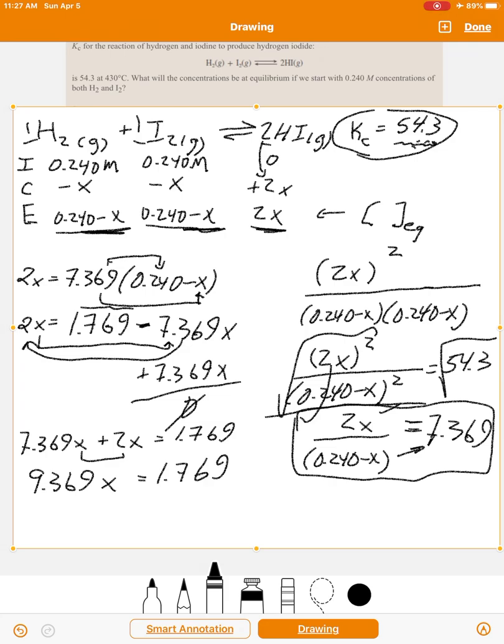Now to solve for x, you divide both sides by this coefficient, 9.369. Okay? So if you take 1.769 and you divide that by 9.369, you get 0.1888 or 0.189.